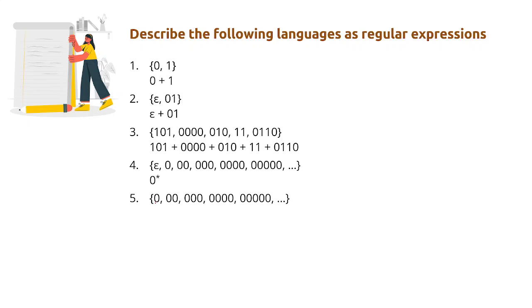Next, it is similar to number 4, however, without the empty string. So we denote this as the positive closure, which is a superscript plus after the regular expression. Note the difference: the star or asterisk from before, and now the plus.